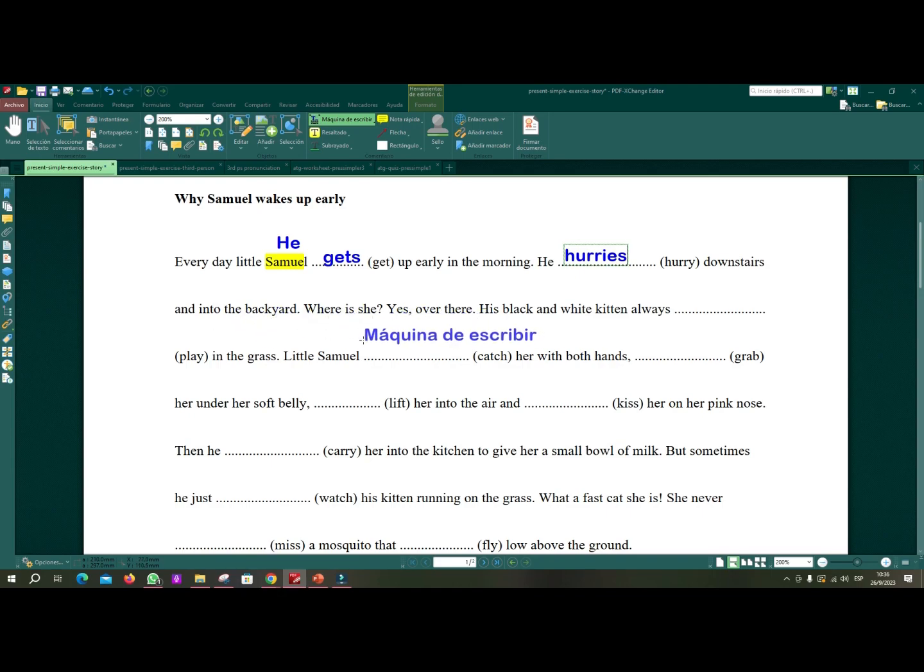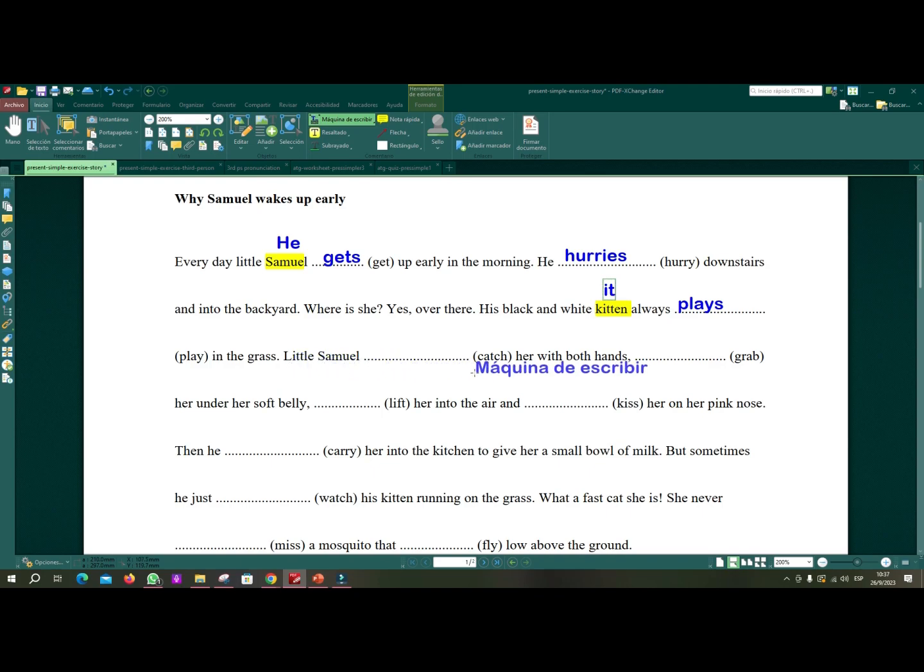Where is she? So, yes, over there, his black and white kitten always. Here you have the verb. Plays, right? ¿Por qué plays? ¿De quién estamos hablando? Del gato. Si lo queremos sustituir por un pronombre, podríamos decir it. So, it plays in the grass, right?